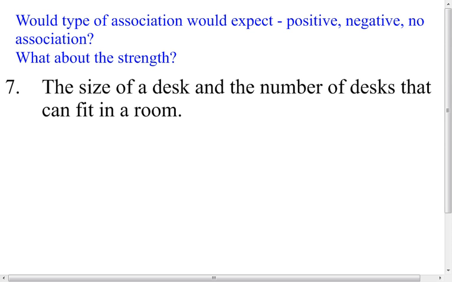Okay, and the last one, the size of the desk. Clearly, as the size gets bigger, the number of desks that can fit in the room gets smaller. So again, this is negative. And this is very clear. This is a definite strong relationship. Clearly, there's not a whole lot else that tells you how many desks can fit in a room besides the size of the desks. So this is definitely a strong relationship.